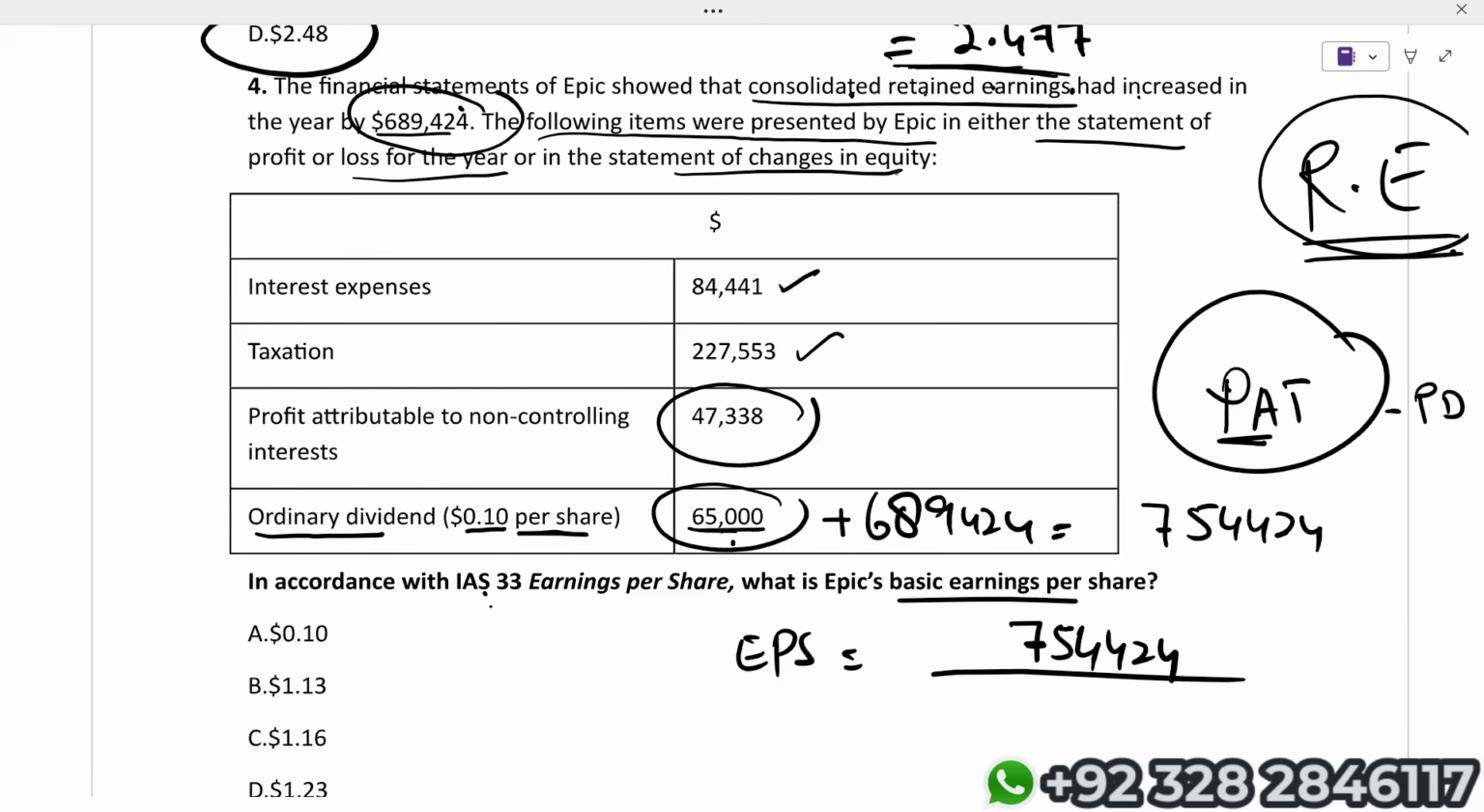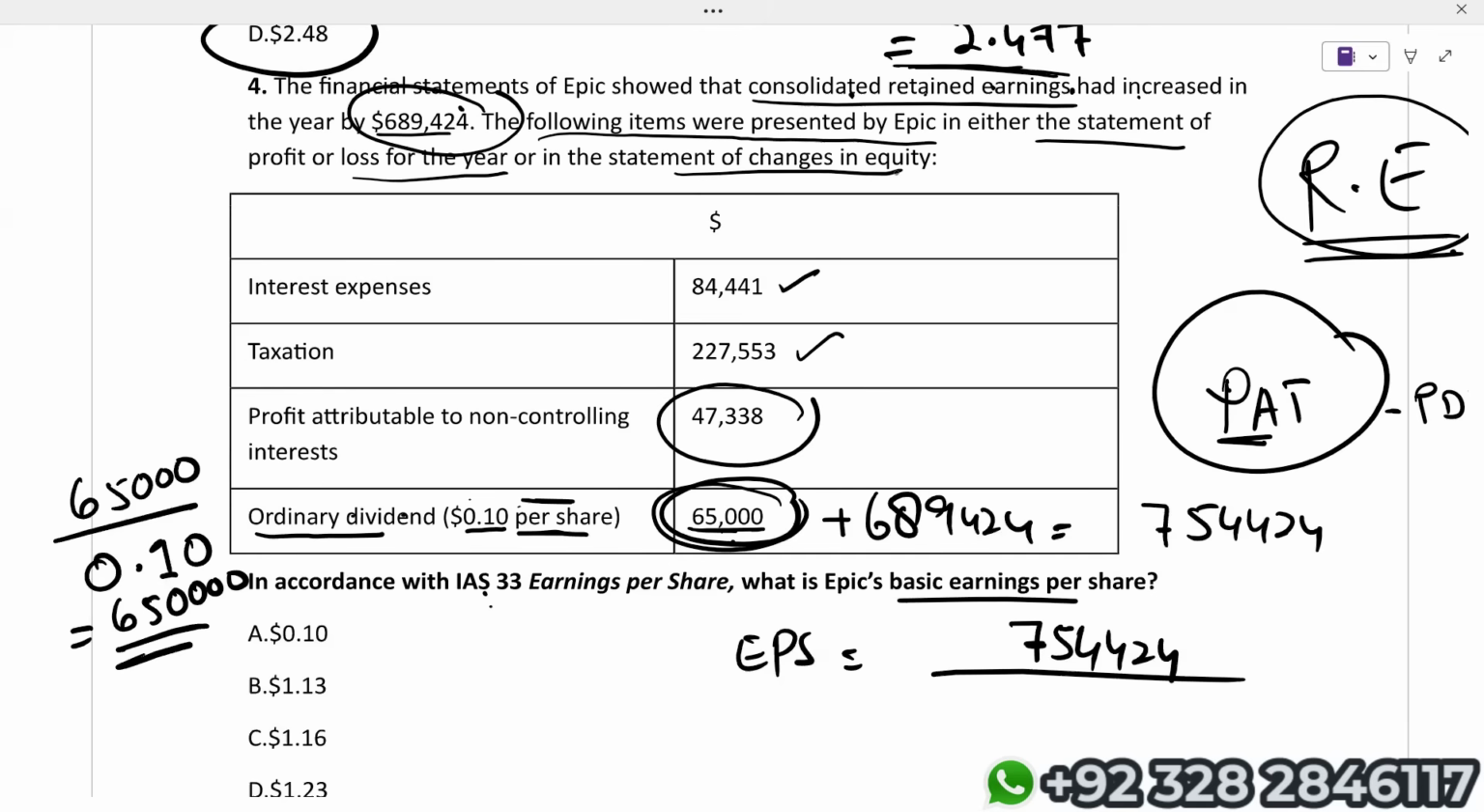Repeat, we need the number of shares. How will you calculate? The ordinary dividend is 0.10 per share, and this is the total ordinary dividend. So total ordinary dividend divided by ordinary dividend per share will give us the total number of shares. I am getting 6,50,000. If you multiply 6,50,000 with the dividend per share, which is 0.10, you will get 65,000. So this time, from the dividend amount, we have calculated the number of shares.